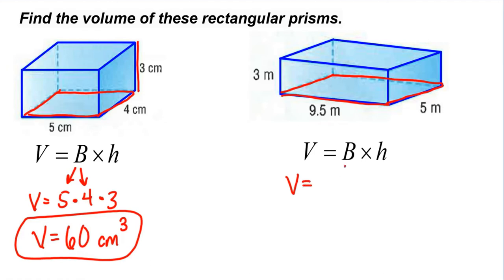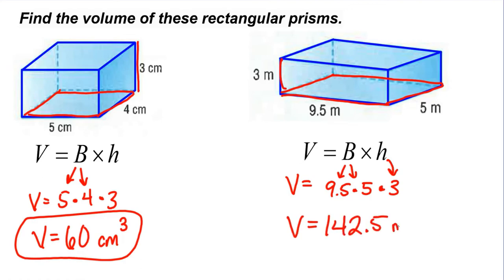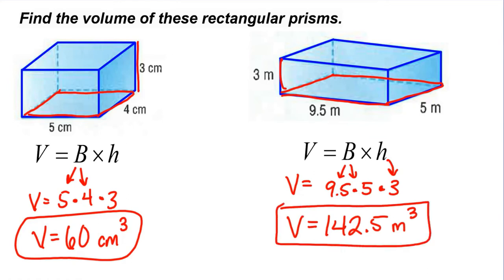So the area of the base is going to be length times width, or 9.5 times 5. And then we're going to multiply that by the height, which is 3 meters. So 9.5 times 5 times 3, and that gives you 142.5 meters cubed, or cubic meters of space inside that prism.